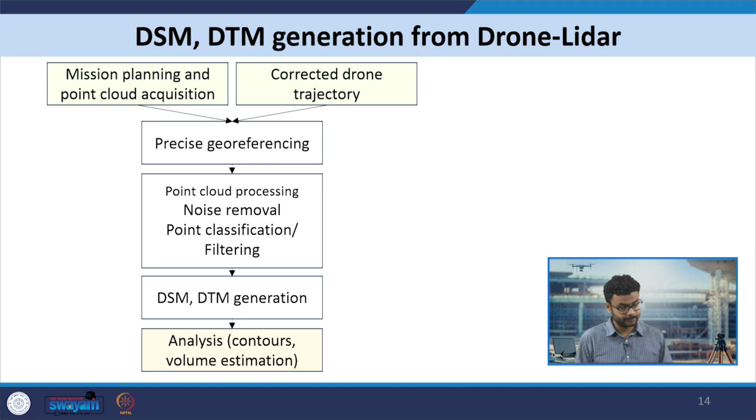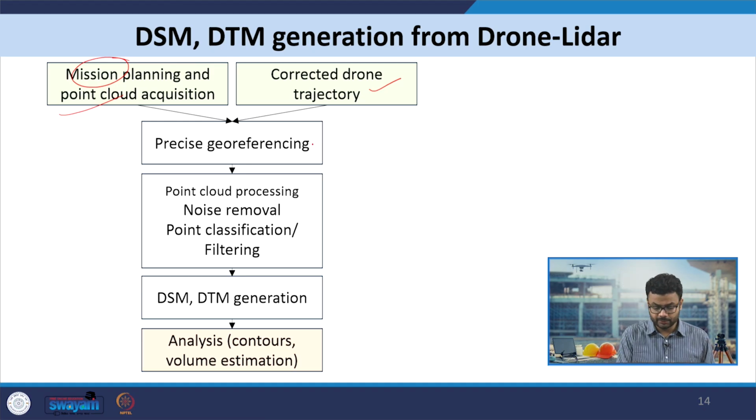If we look at the overall workflow of DSM or DTM generation from drone LiDAR, it looks like this. First, we need to have mission planning. Then through mission planning, we will collect the point cloud. After that, we also need to correct the drone trajectory based on the GNSS observation from the base as well as those from the drone.